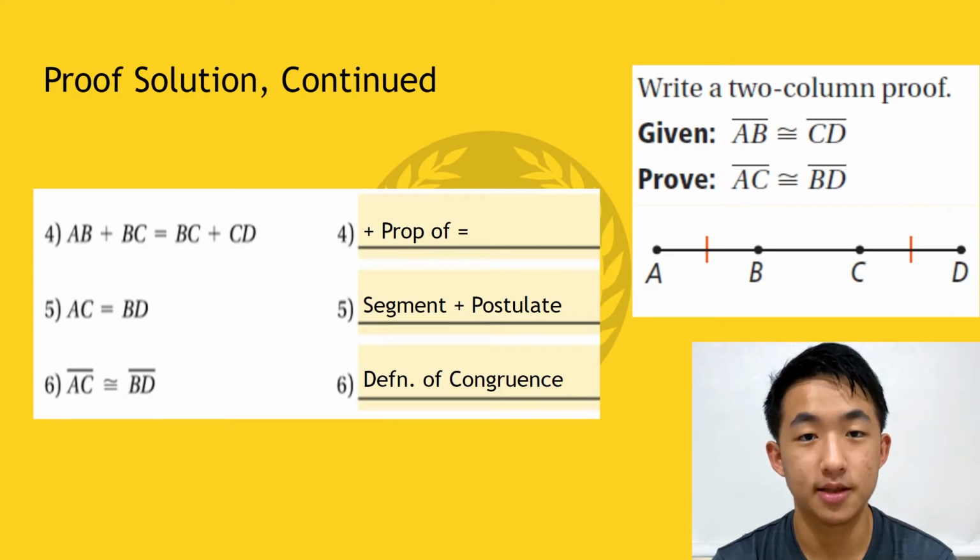And last but not least, the last step would just be segment AC is congruent to segment BD, and that would just be the definition of congruence. And there you have it. Congrats on finishing your first two column proof.